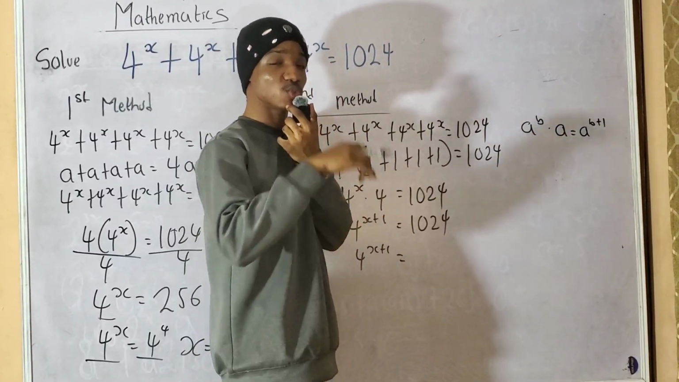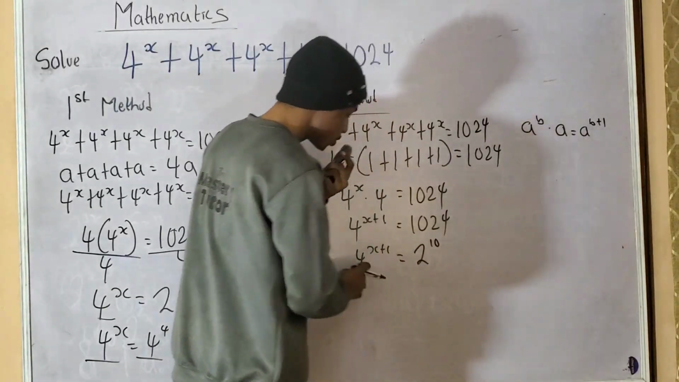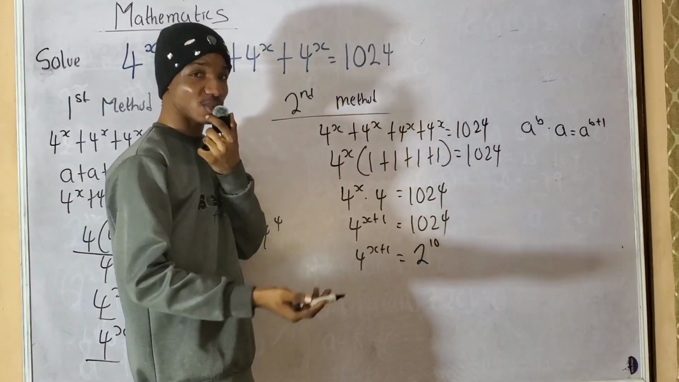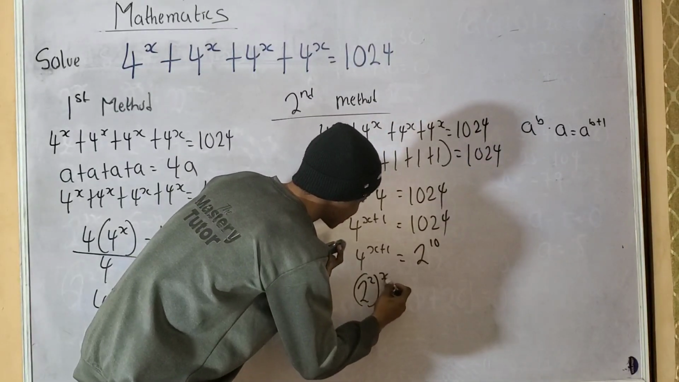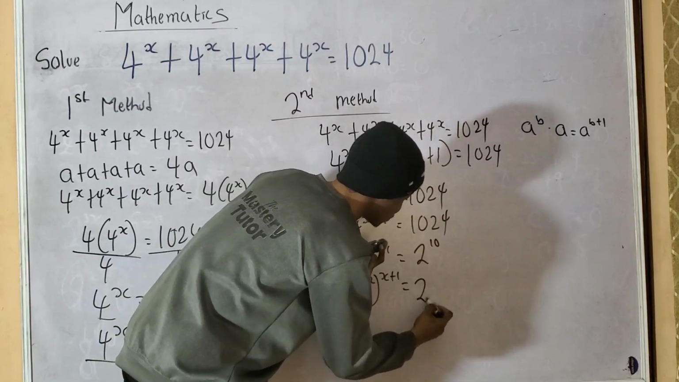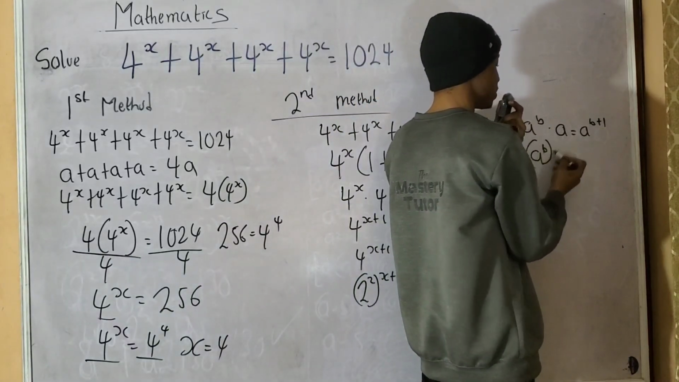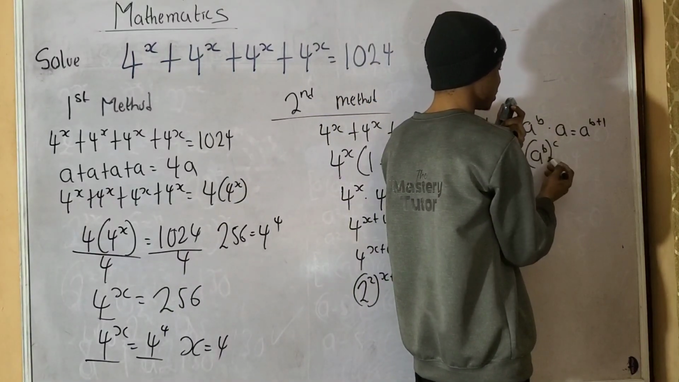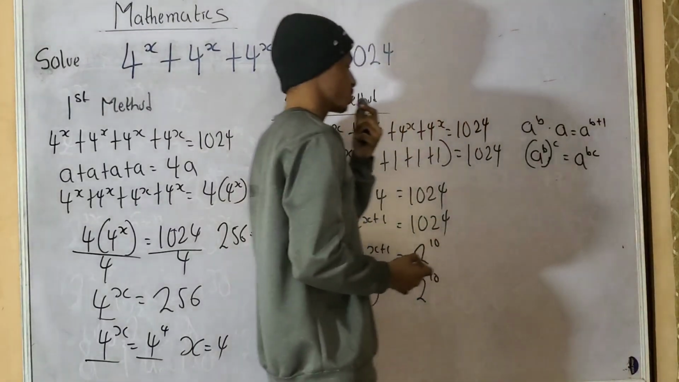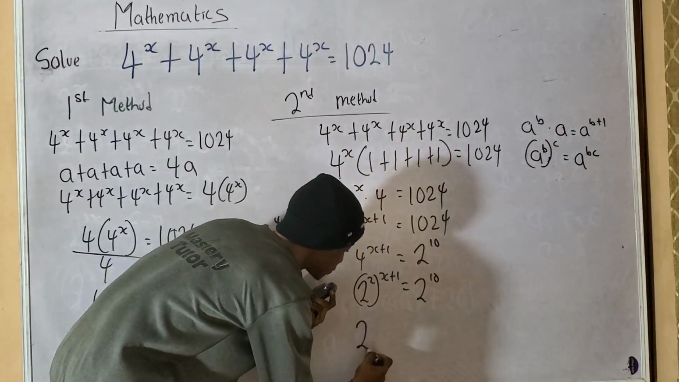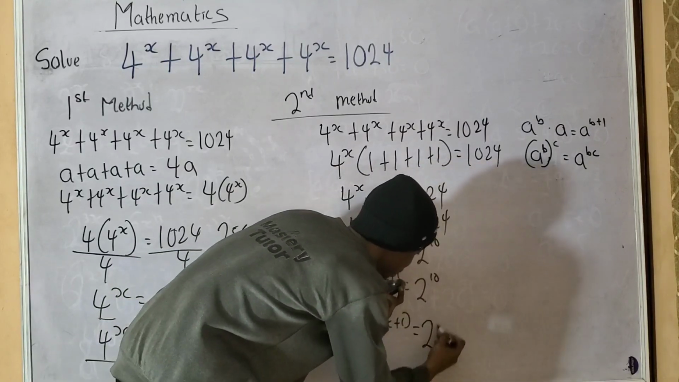4 raised to the power of x plus 1 equals to, now, please listen to me, 1024 can be written as what? 2 raised to the power of 10, right? So I'm going to have 2 raised to the power of 10 here. Also, 4 can be written as 2 raised to the power of 2. So I'm going to have 2 raised to the power of 2, all raised to the power of x plus 1, equals to 2 raised to the power of 10. According to this law, a raised to the power of b, raised to the power of c, can be written as a raised to the power of b times c, right? So I'm going to have 2 raised to the power of 2 multiplied by x plus 1, equals to 2 raised to the power of 10.